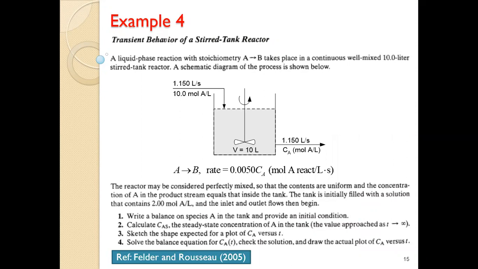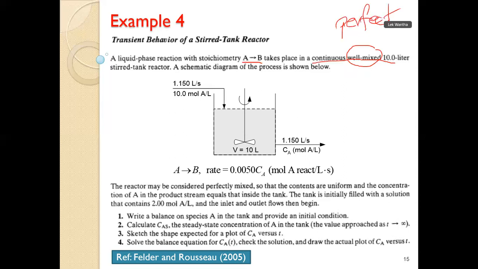Look at this example. We talk about the liquid phase reaction, from reactant A to B. This is an internal liquid phase reaction. The reaction takes place in a continuous well-mixed 10-liter reactor. I did talk to you already about well mix, or perfect mix.